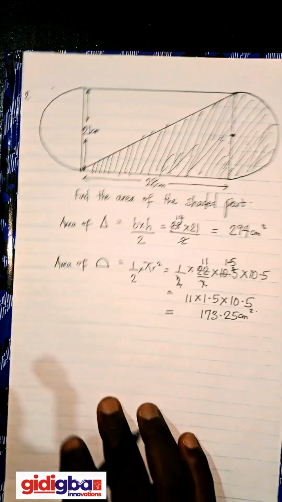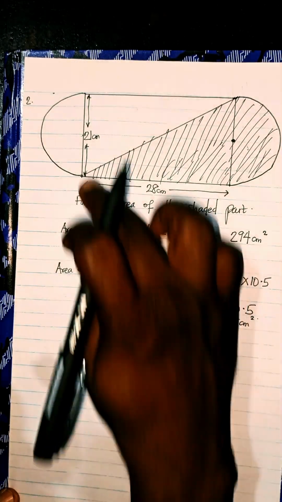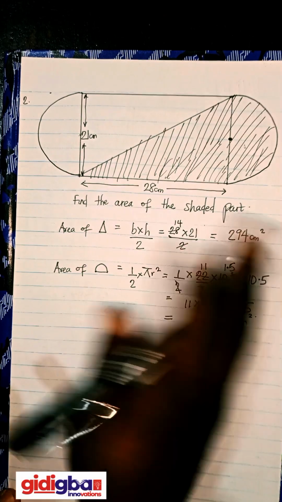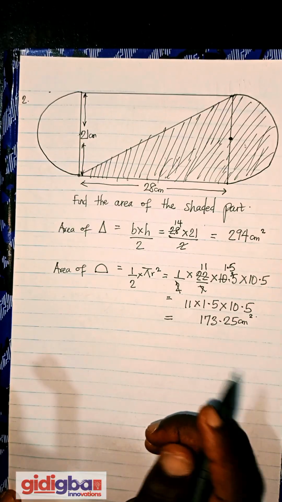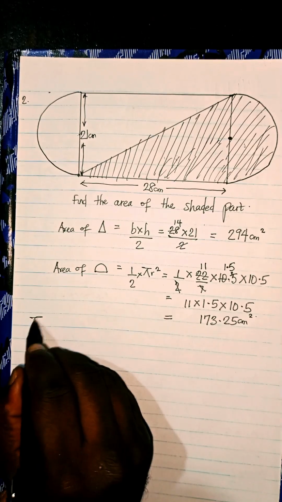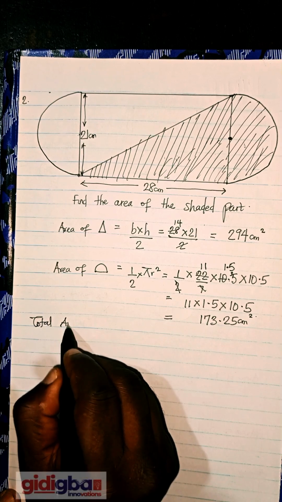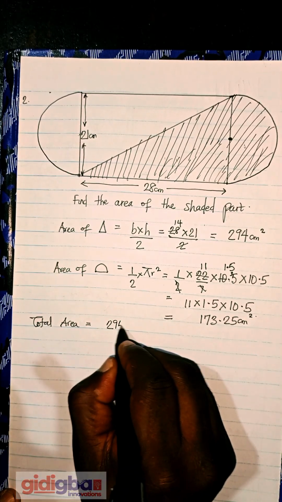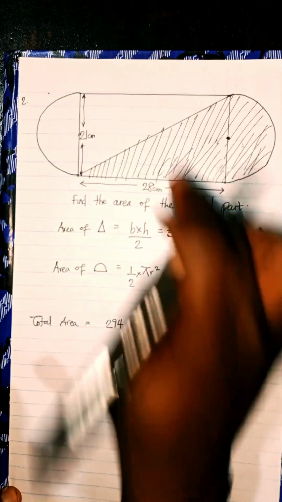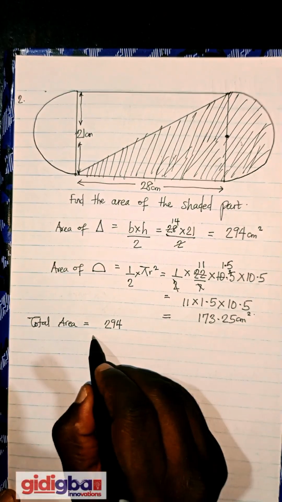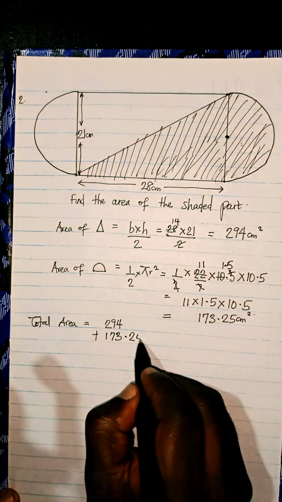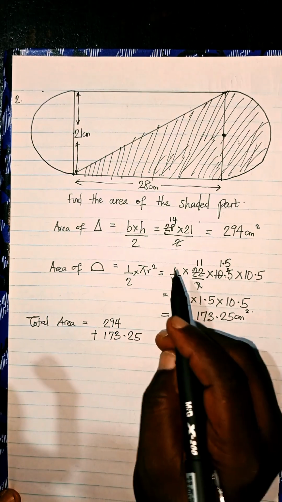Okay, so now this is not your final answer because we are asked to look for the area of the shaded part, the entire shaded part. So you have to do some additions there. So the total area will give us 294, which is the area of the triangle there, added to 173.25. Of course, you can see that.